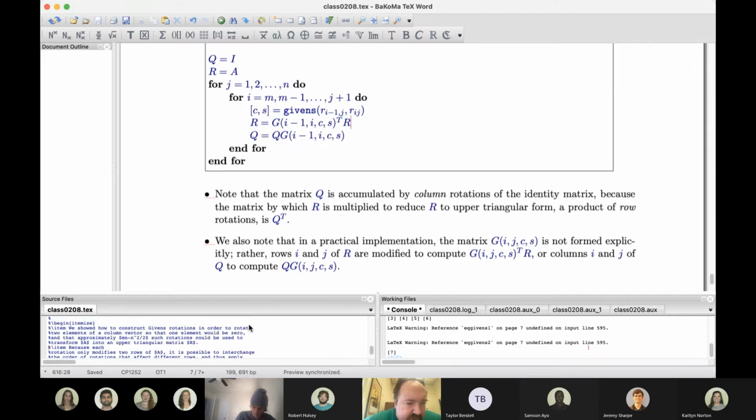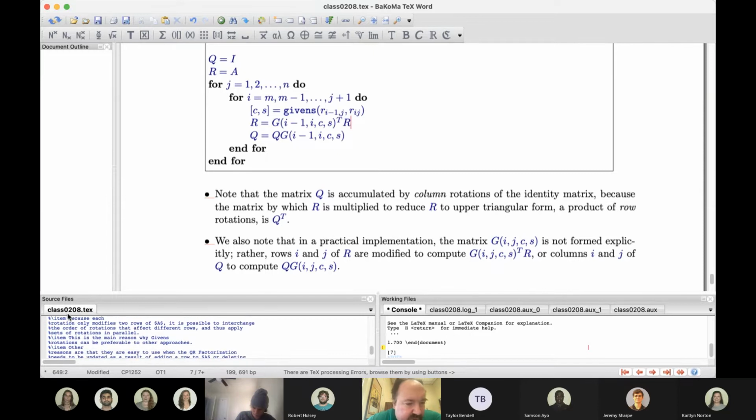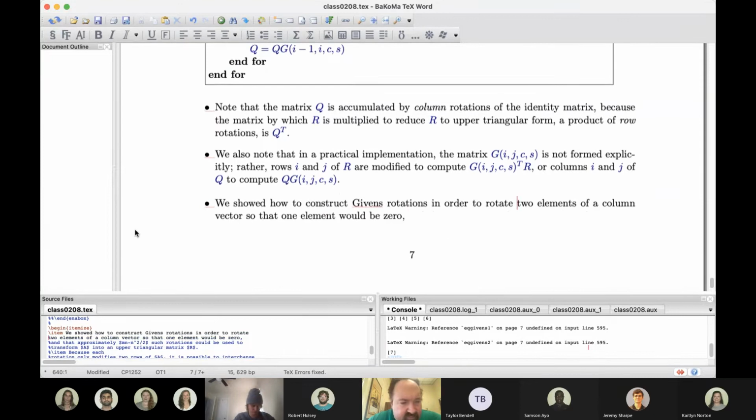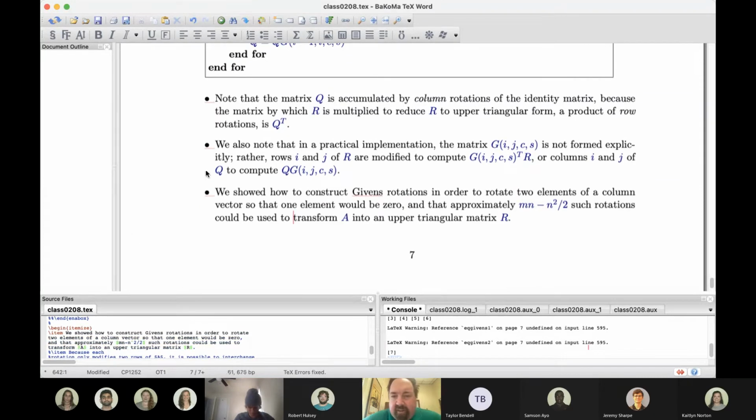All right. Last comments about Givens QR, and then I'll be able to take some time to talk about homework. This is the actual number of rotations that are needed. I said order m times n. It's somewhat less than that.